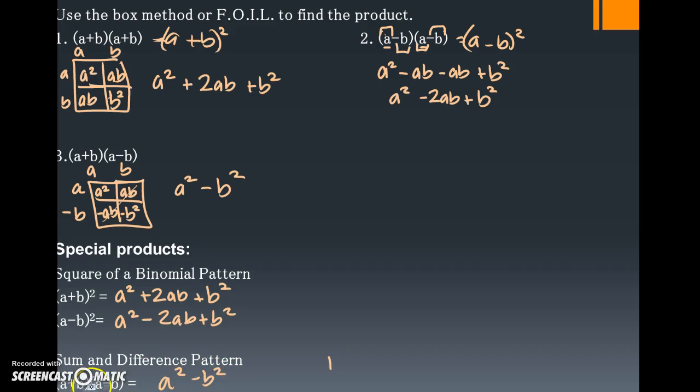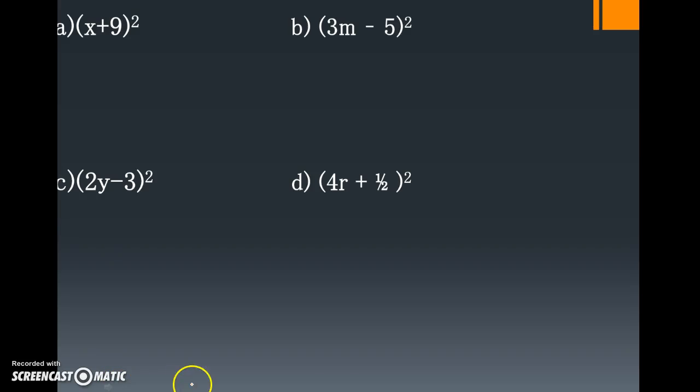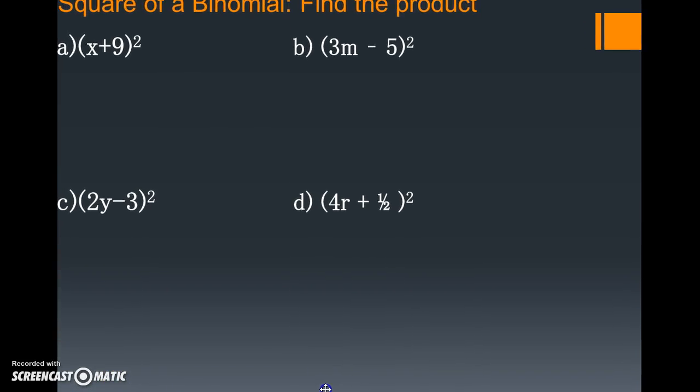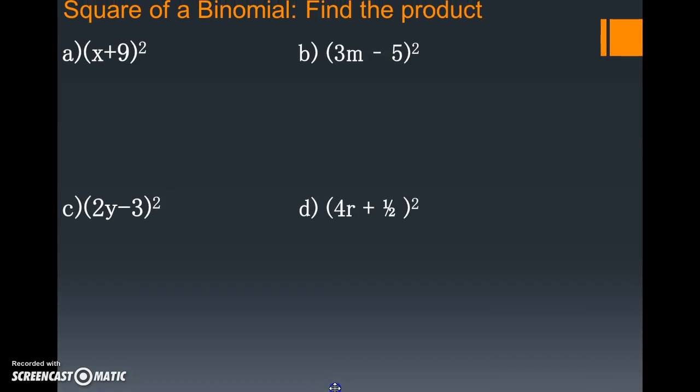All right, let's try one out. So with this in mind, I'm going to tell you that the only thing that gets kind of confusing with this is remembering which pattern to use. So I'm going to invite you, strongly encourage you, to write the pattern that you're going to be using above or near the problem so that you can make sure that you're plugging in correctly. So here's your first one. X plus 9 squared. This is the square of a binomial.